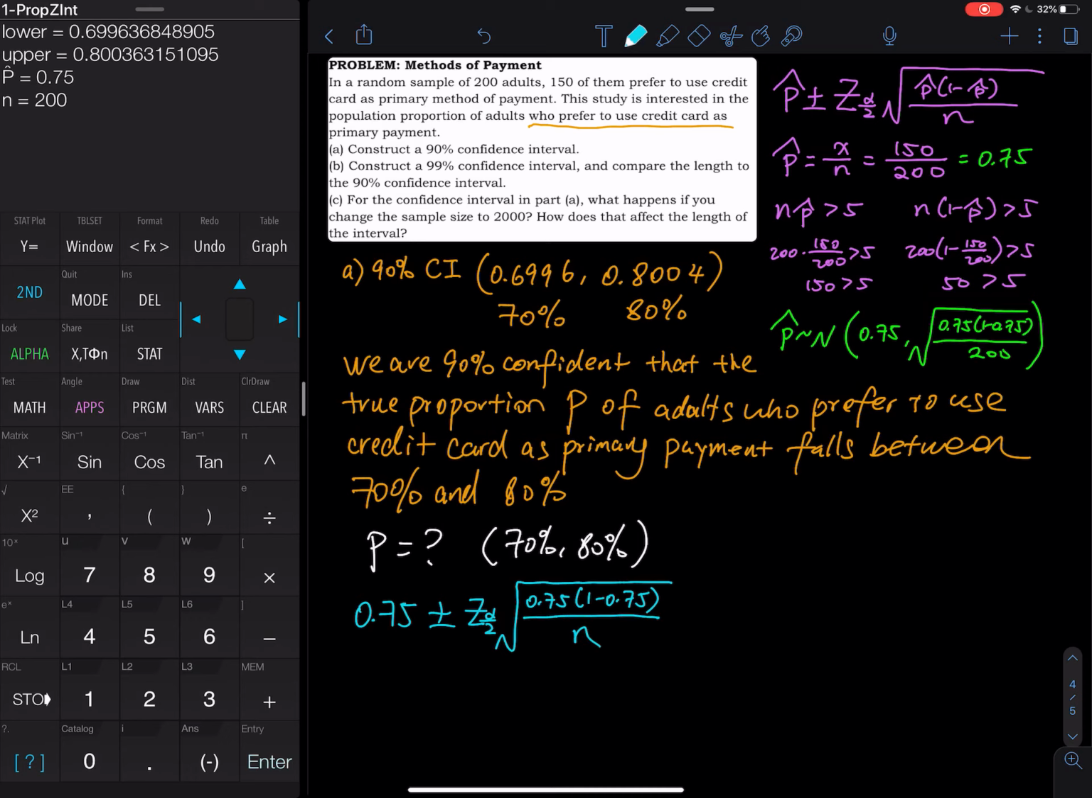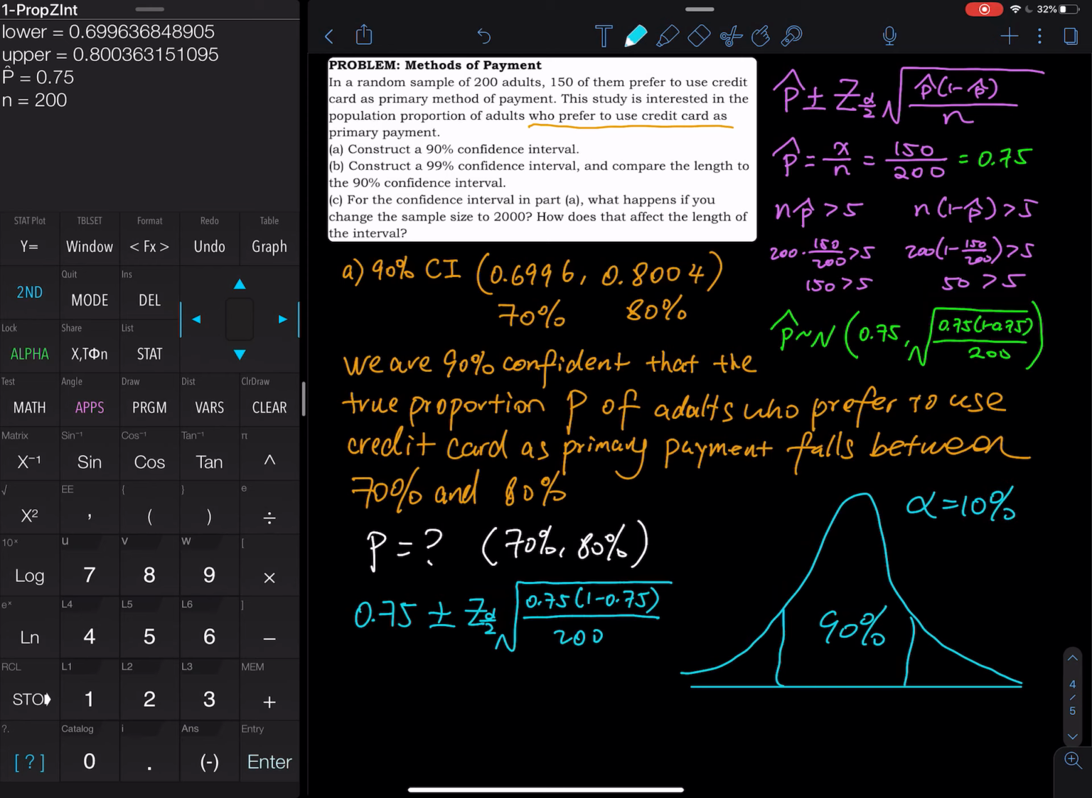And then they also ask you to sketch the graph. So let's sketch the graph too. So here is my graph. We draw a normal curve. And then 90%, so we have the area is 90% right in the middle. Then how much do we have left? Then alpha is 10%, right? That is the remaining area. So we have 5% on the left and 5% on the right.